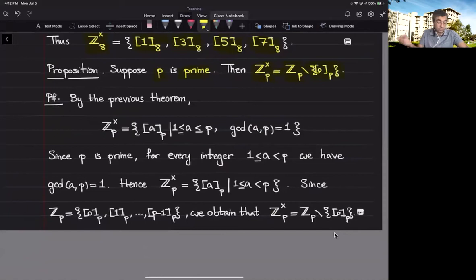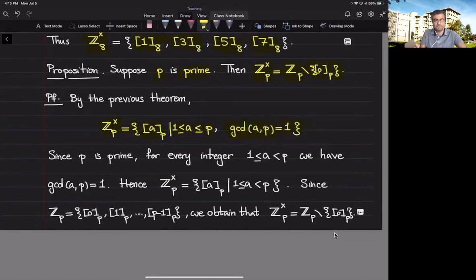Okay, let's see how the proof goes. Again, as we have proved in the previous theorem, the set of units of integers modulo p consists of residue classes that are represented by integers a in the range from 1 to p, where the GCD of a and p is supposed to be 1. Now, p is a prime number. That means a positive divisor of p is either 1 or p. Now, the GCD of a and p is a positive divisor of p, so the GCD of a and p is either 1 or p.